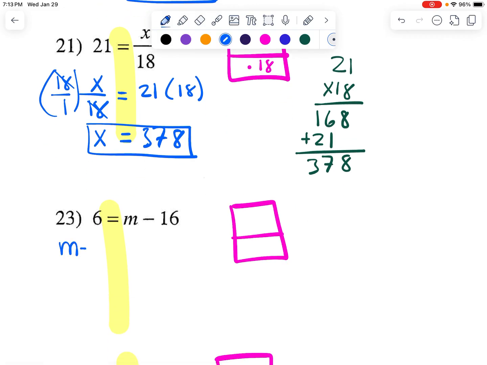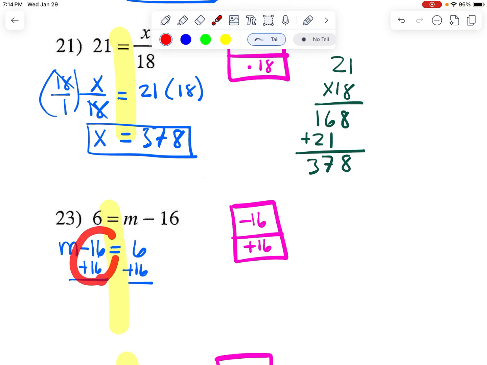I'm going to rewrite this just because I want to. So M is being subtracted by 16, which means we add 16. So we add 16 to the left and add 16 to the right. And we see our minus plus minus, leaving us with M. And 6 plus 16 is 22.